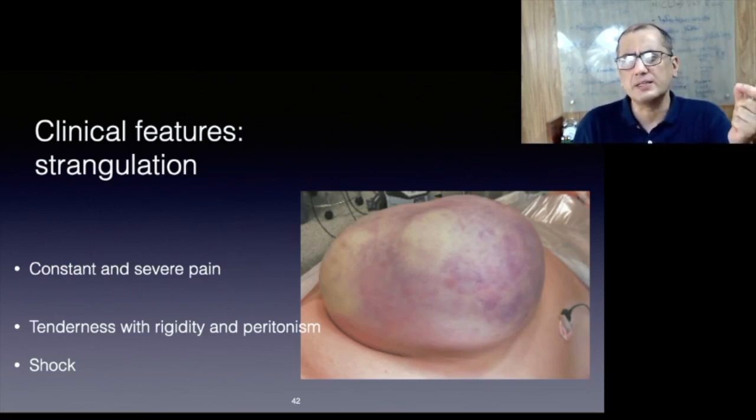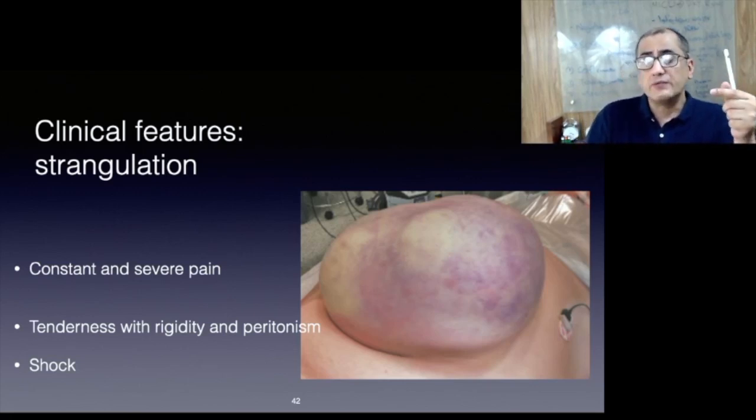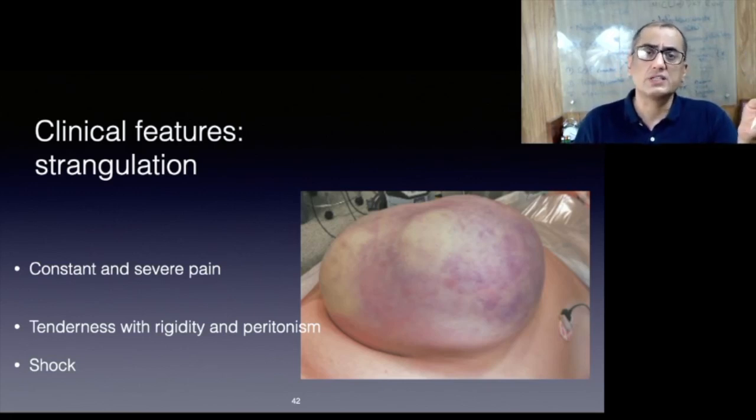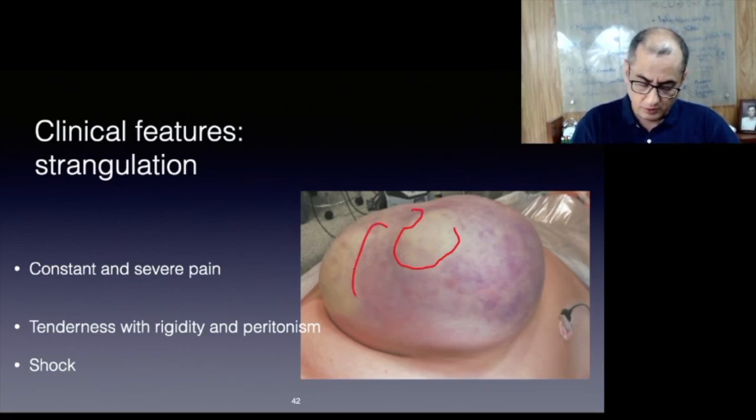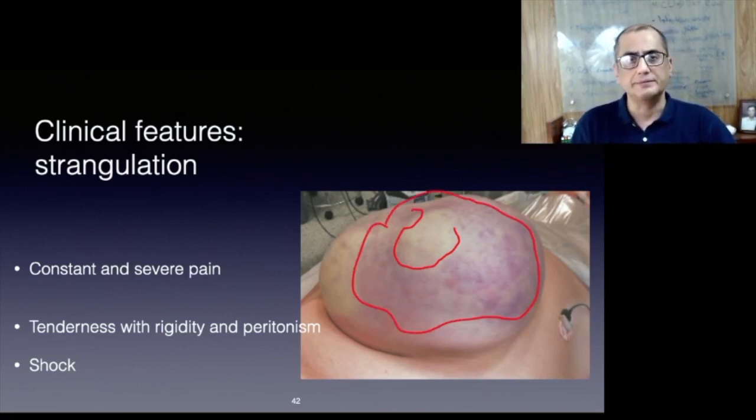Now, generalized tenderness and the presence of rigidity indicate the need for an early laparotomy. And in cases of intestinal obstruction in which pain persists despite conservative management, even in the absence of those signs, just simple pain, strangulation should be presumed. And when strangulation occurs, especially in an external hernia, the lump is tense, tender and irreducible, and there is no expansile cough impulse. Skin changes with erythema or purplish discoloration are also associated with the underlying ischemia. You can see this purplish discoloration in this hernia.